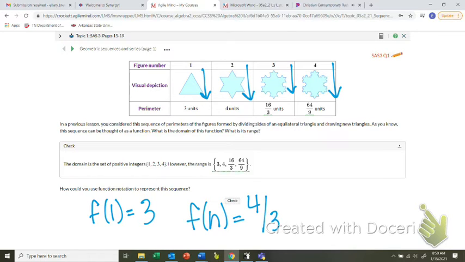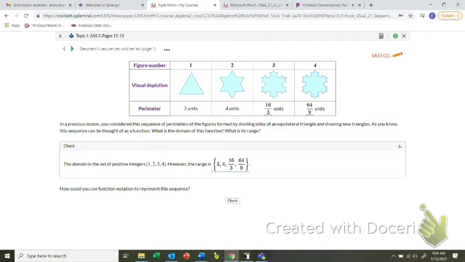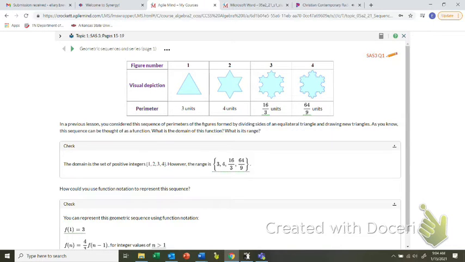So 4 over 3 times f of, what do you think is going to be that f of? N minus 1. Because you have to know the previous term to get the new term. Okay? If you hit check, it'll show you the same thing.